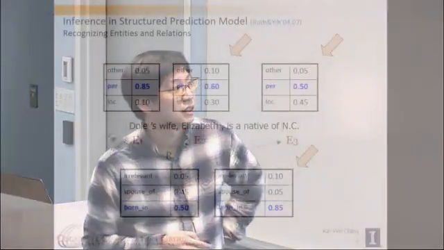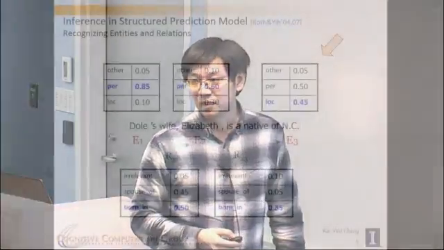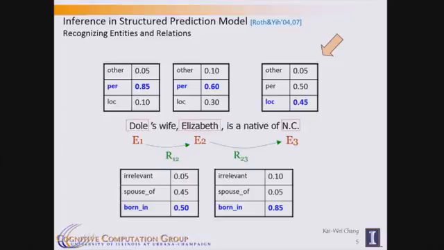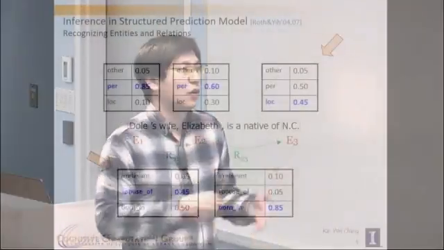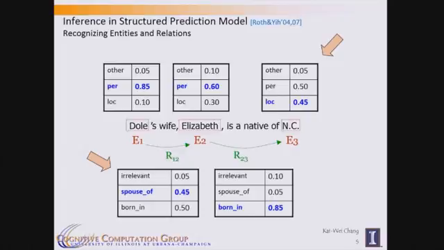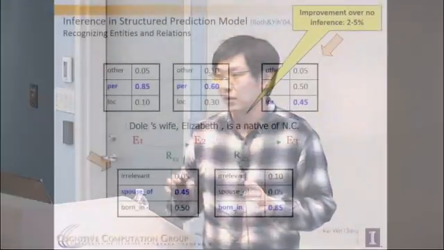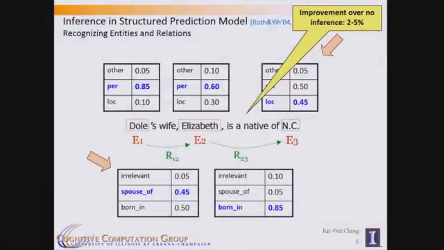Right? So by considering that we have more confidence in this Boeing prediction than in this person prediction, we can use this information to fix our prediction. And then we can get the correct prediction here. And similarly, we can also fix our prediction here. So overall, if you consider the global assignment rather than individual assignments, you can get around 2 to 5% improvement on this data set.